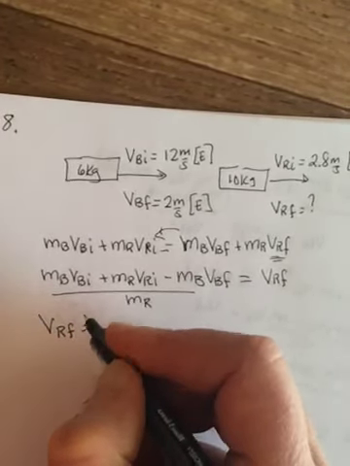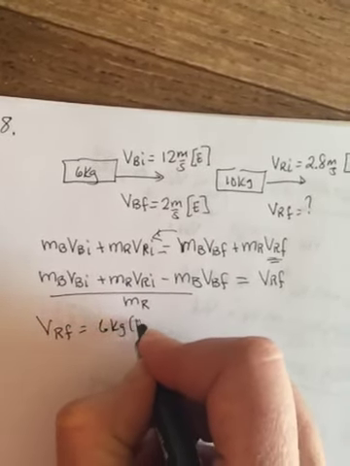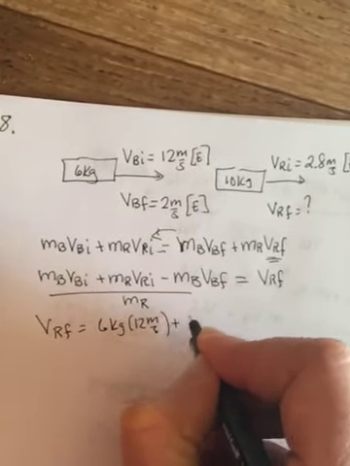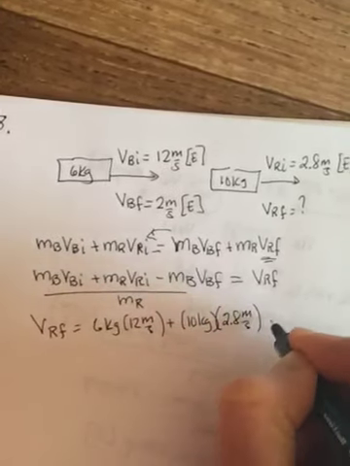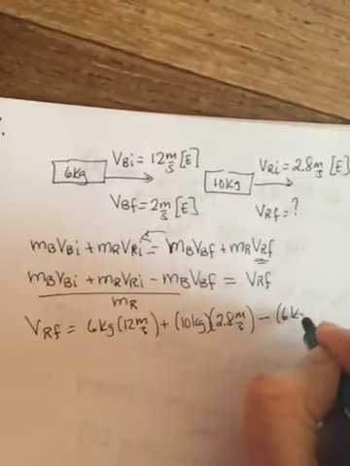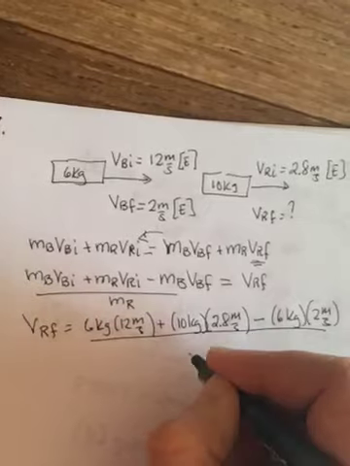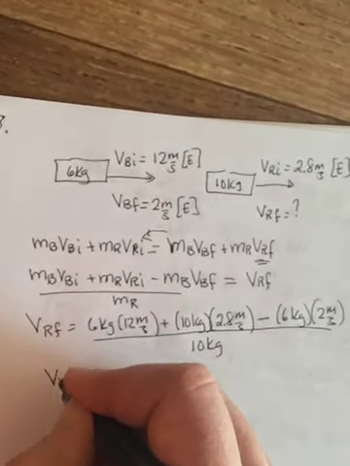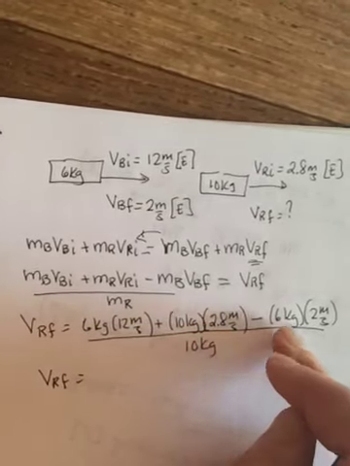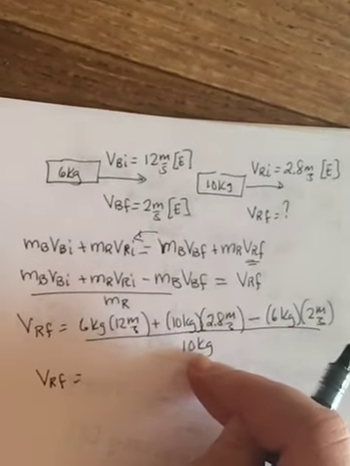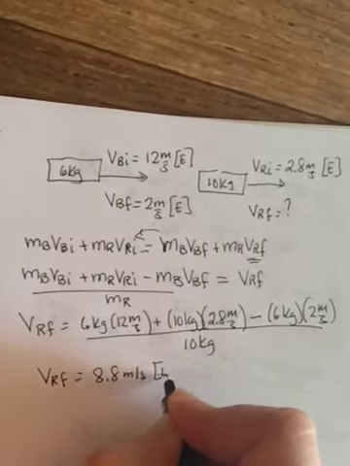Okay, fill in your numbers. Everything is going east here, so we don't need to stress about negatives, so it will be 6 kilograms times 12 meters per second plus 10 kilograms times 2.8 meters per second minus 6 kilograms times 2 meters per second. And that negative comes because we took it across the equal sign, just in case you're wondering. Divided by 10 kilograms. Our V red final equals 72 plus 28, so that's 100 minus 12 is 88, divided by 10 should be 8.8 meters per second. Works out to be positive, so it should be east.